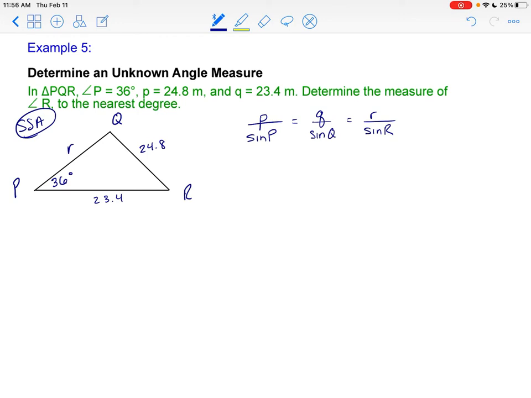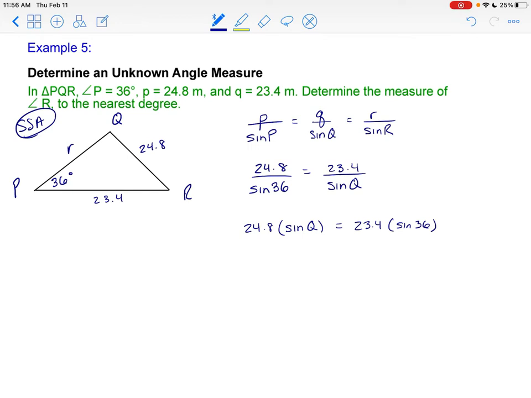So let's do that. We have lowercase p, side p, over the sine of the angle P, is equal to 23.4, that's side q, over sine Q, and we don't know our angle Q. So we'll cross multiply here, just like that, to get that 24.8 multiplied by sine Q is equal to 23.4 times the sine of 36 degrees.